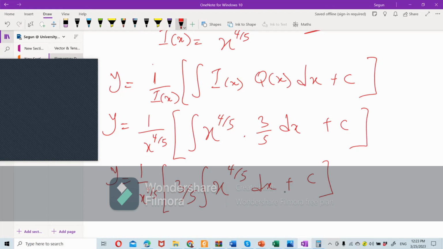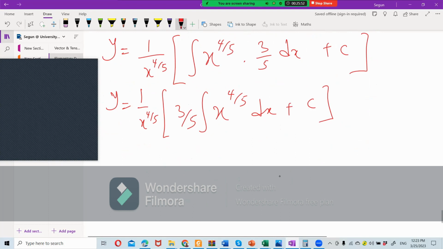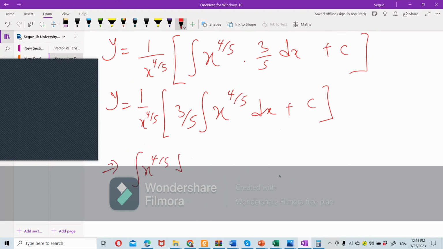So I need to integrate x raised to power 4 over 5. You know that integration is plus 1. So if you want to integrate this, what do you have? Let's integrate this one. Integration of x to the 4 over 5 is going to be x raised to power 4 over 5 plus 1 divided by 4 over 5 plus 1. So how do we resolve 4 over 5 plus 1? Anybody?